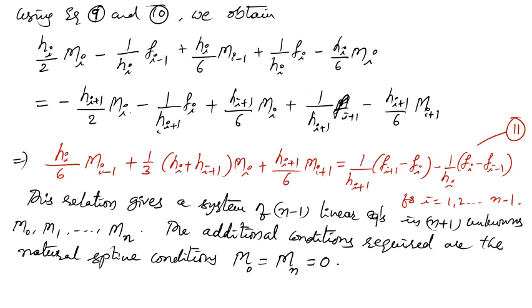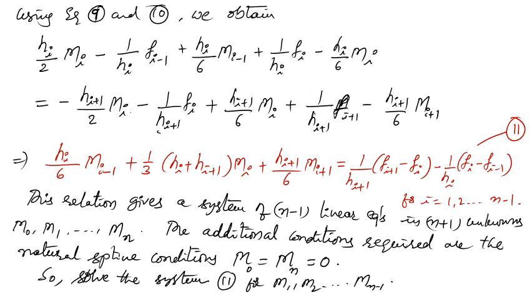Okay, these equations are solved. Solve the system 11 for m_1, m_2 and so on, m_{n-1}. Solve the system and substitute these values in equation 7 for the cubic spline. Okay, this is the derivation completely.